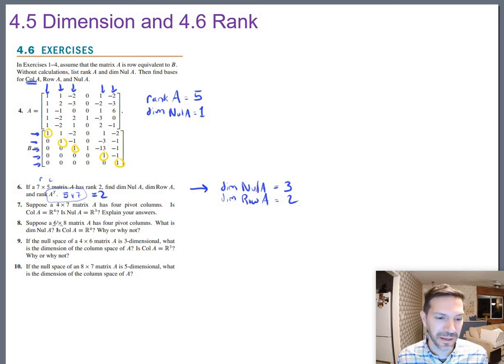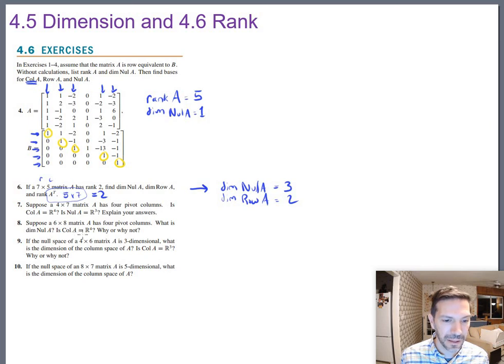8 says it a slightly different way. You've got a 6 by 8 matrix that has 4 pivot columns. That's essentially the same thing as saying the rank is 4. What's the dimension of the null space? So it's a 6 by 8. There were 4 pivot columns, so 4 free variables.